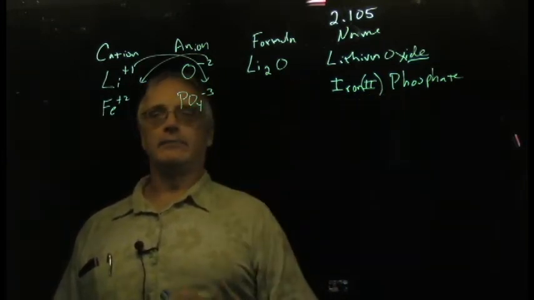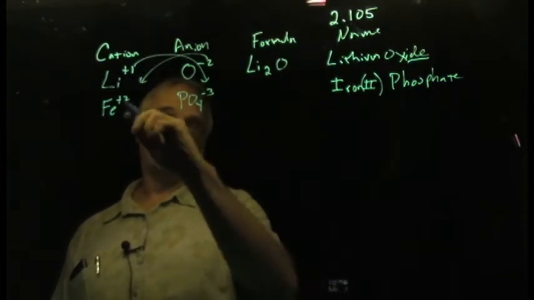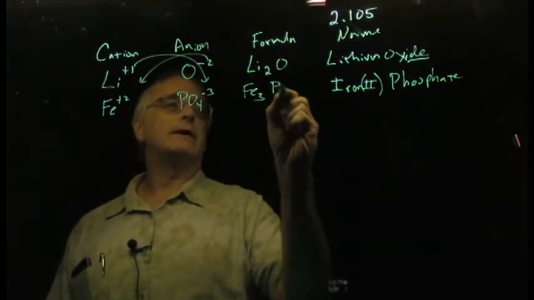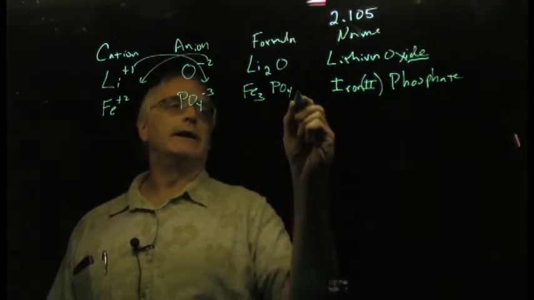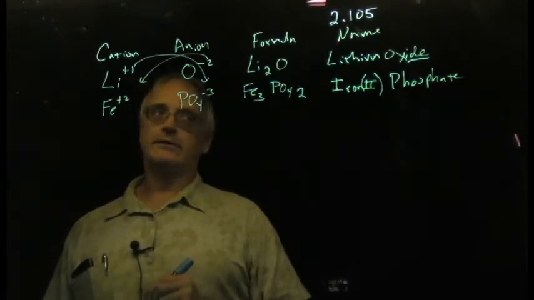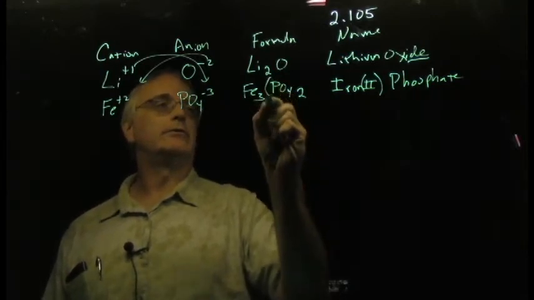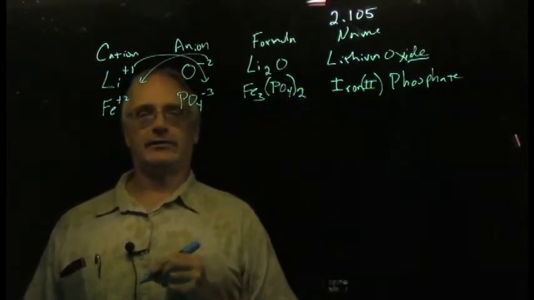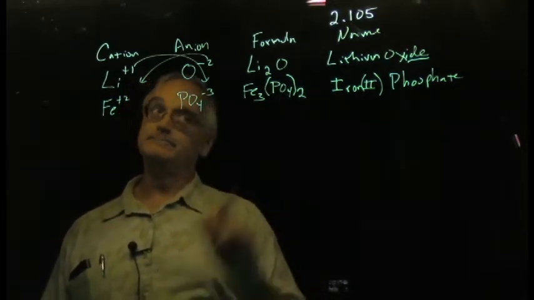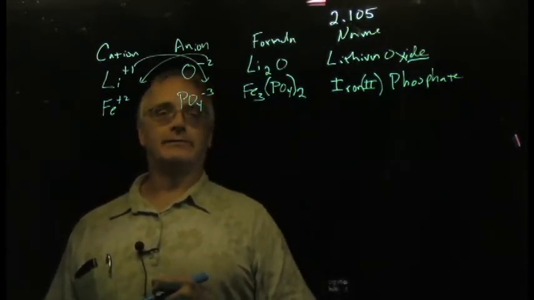And then the formula writing business. All the charges have to add up and balance and all that good stuff. To be honest, crossover trick. Iron 2, phosphate 3, and I need 2 of them. And yes, I know the temptation is to write that, but I have just said it's 1 phosphorus and 4 oxygens. Oh, no. I need 2 of the beasts known as phosphate, PO4. When you have the polyatomic ion and you want to indicate more than one of them, put the formula in parentheses. So there is the formula of iron 2 phosphate.